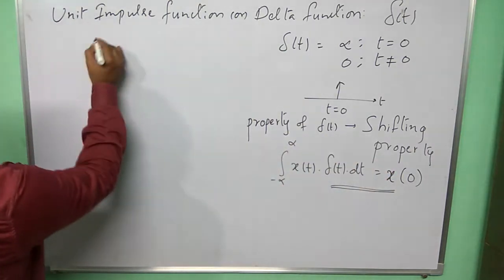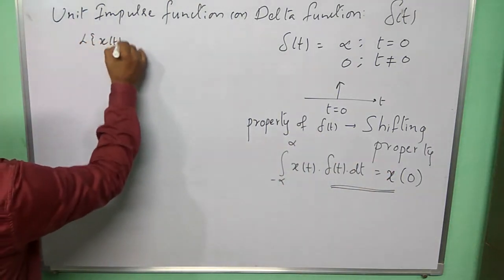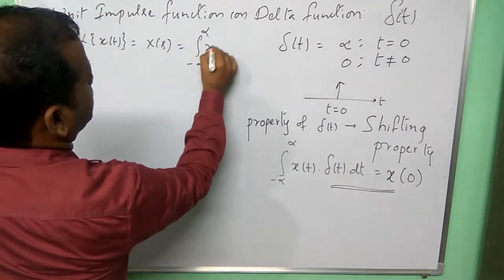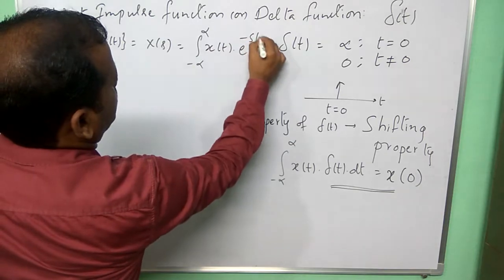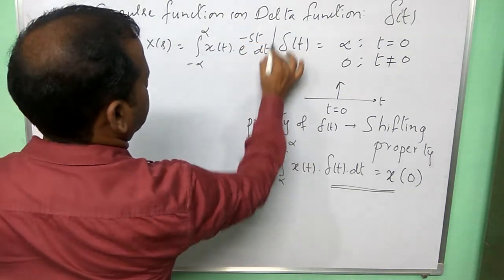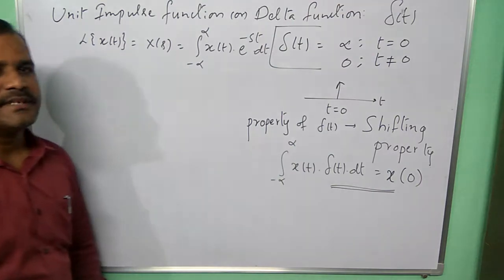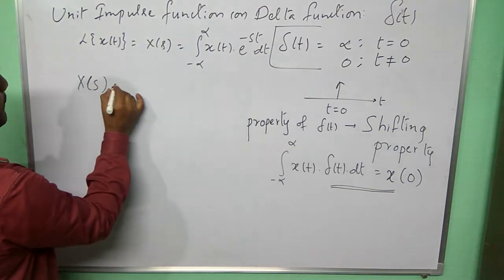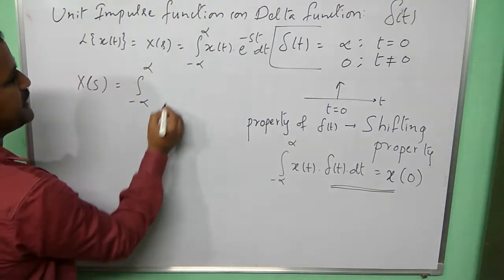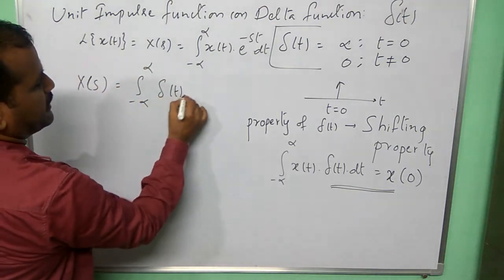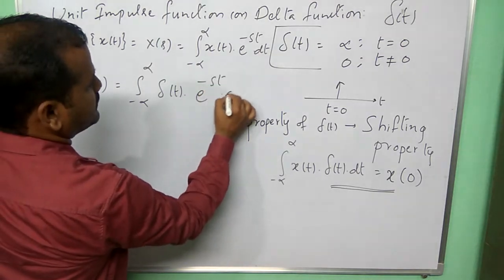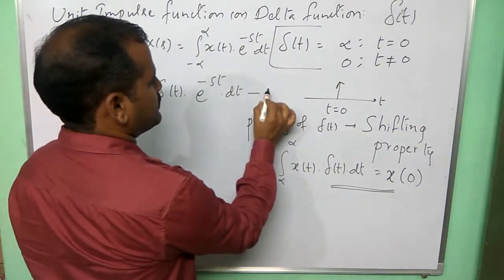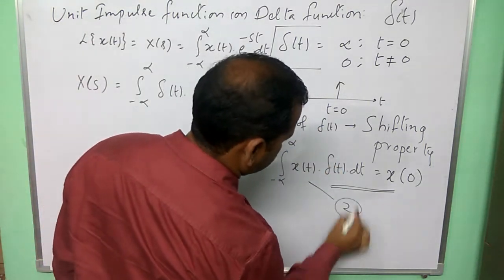Fine. The Laplace transform of any signal x of t, the standard formula we know, is integral from minus infinity to plus infinity x of t e power minus st dt. Let us substitute the delta function in x of t here. Integral from minus infinity to plus infinity, del of t e power minus st dt. Now compare these two equations. This is 1 and this is 2.